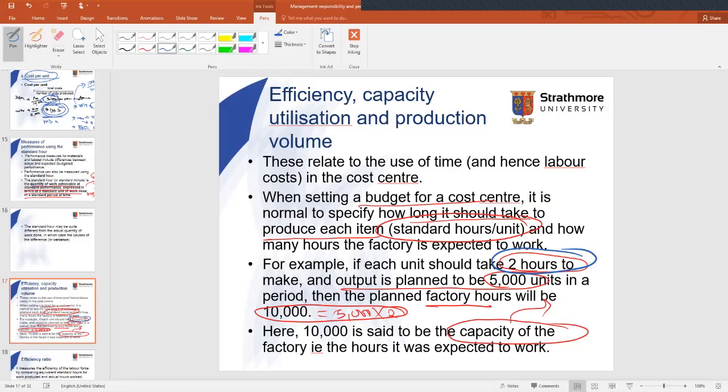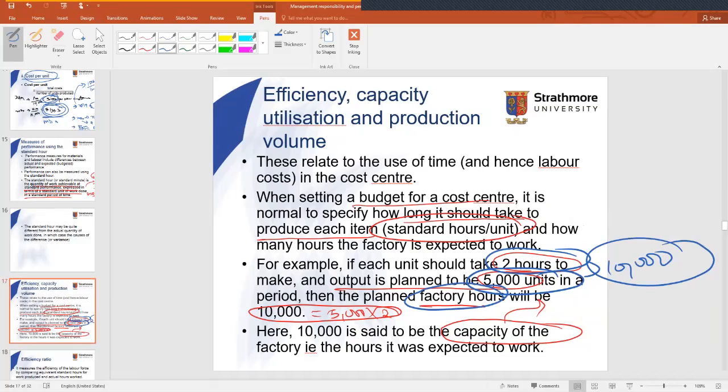This is what the company is expecting to produce in the next 1 month. Therefore, the number of hours the company needs to plan for, don't forget 1 unit is 2 hours. You want to make 5,000 units, so how many hours do you plan for? 2 times 5,000 is 10,000. This 10,000 hours we call the factory hours, and it is the capacity of the particular factory.